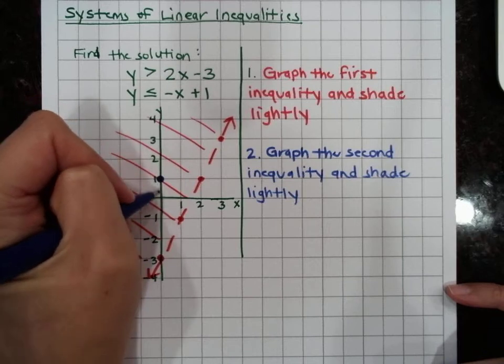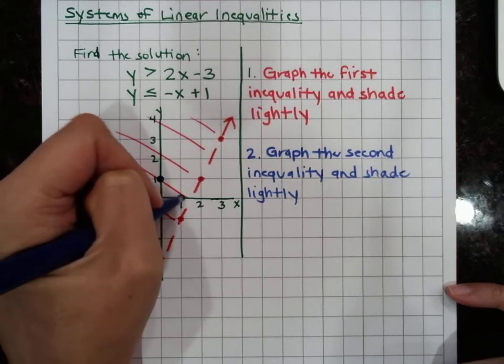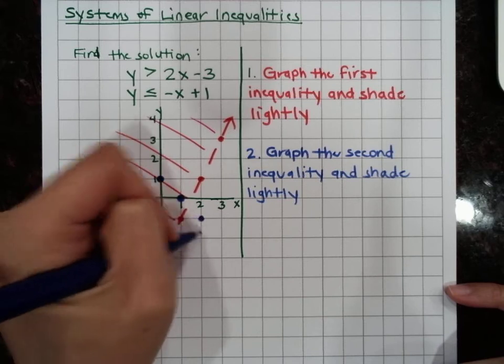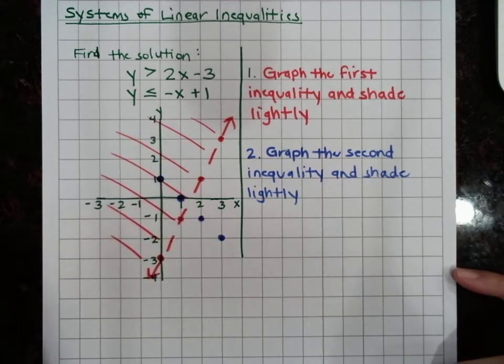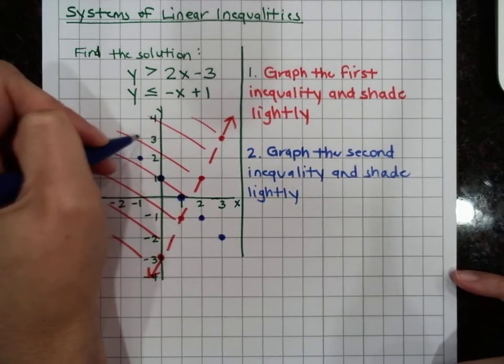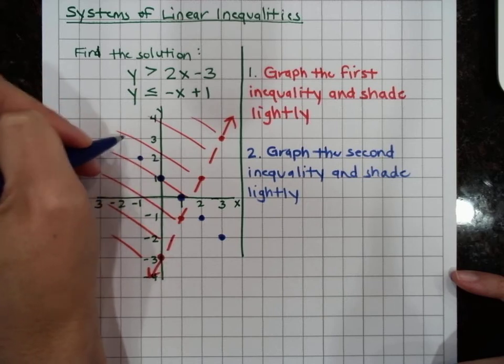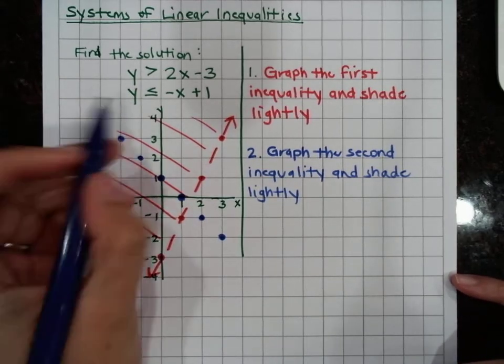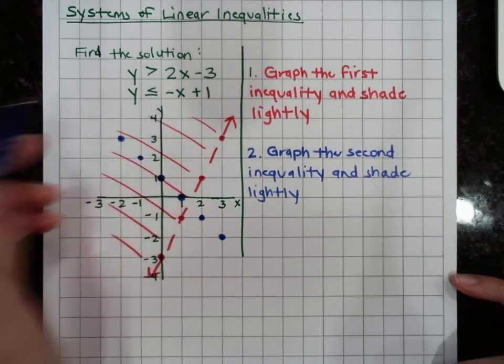I'm going to go down 1 and to the right 1. Down 1 and to the right 1. Down 1 and to the right 1. Up 1, left 1. Up 1, left 1. And y is less than or equal to.